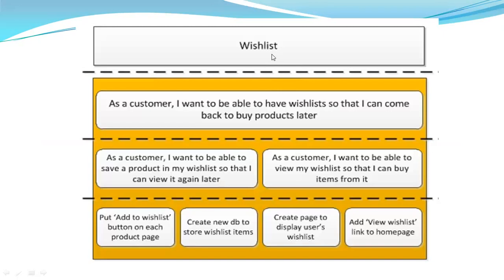Consider that in Amazon there is no wish list, and now they're going to introduce the wish list for the first time. So this will be coming under the theme, and this theme they are going to divide into initiatives. I will tell this as an initiative. Just try to understand this as an initiative for an epic. As a customer, I want to be able to have wish lists so that I can come back to buy products later.